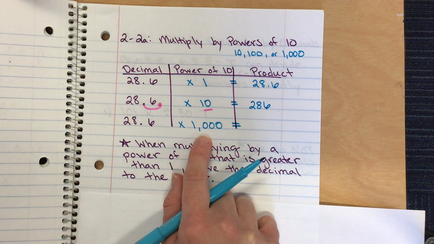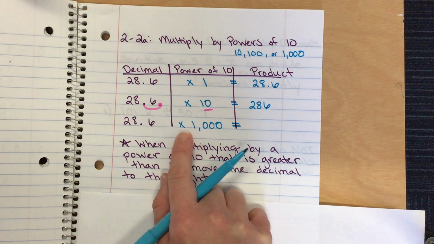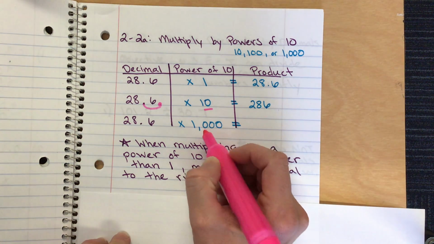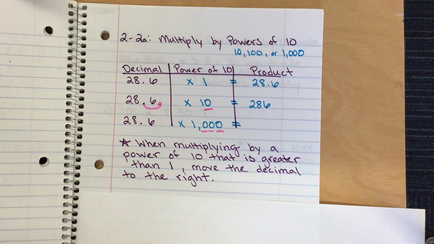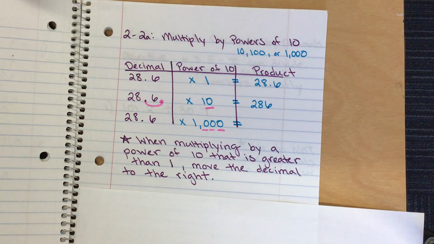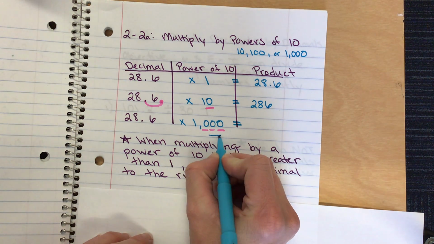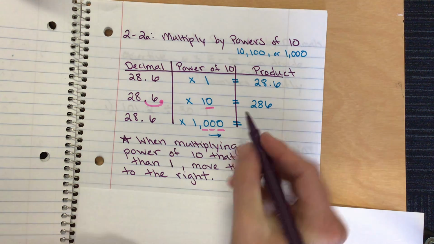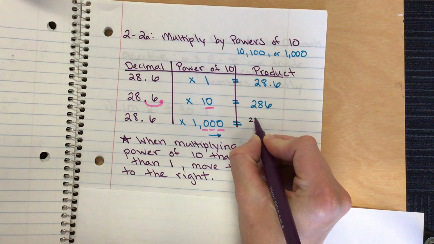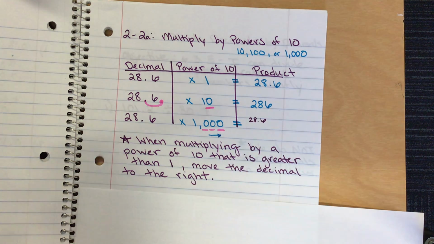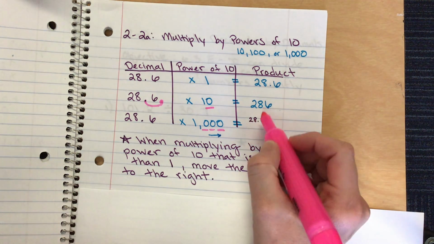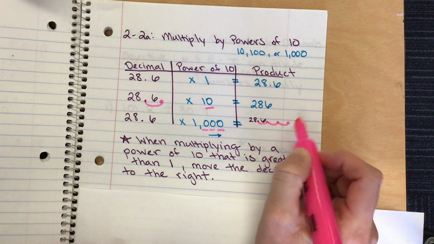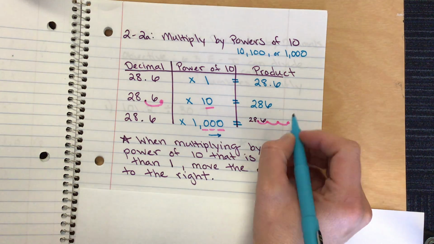Okay? In our third example, I have 28 6/10 and we're going to multiply by 1,000. Well, how many zeros do I have? I have 1, 2, 3. Is 1,000 greater than 1? Well, yes, it is. So I know I'm going to be moving it to the right 3 times. So I'm going to rewrite my 28 6/10 here just so we can see, and I need to move it to the right 1, 2, 3 times. So now my decimal has moved here.